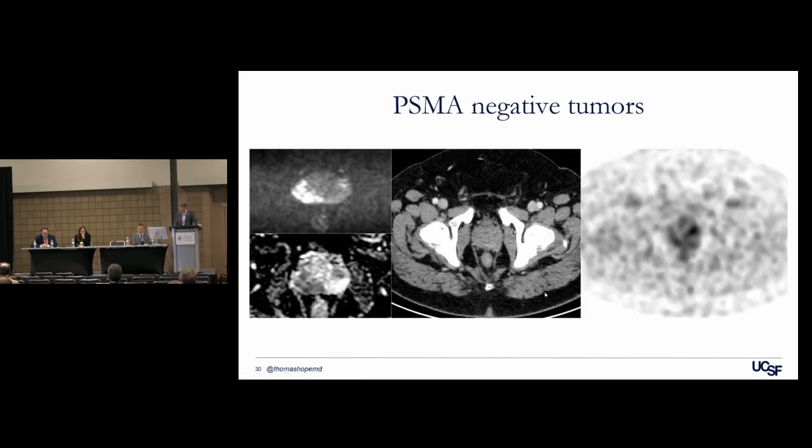Now, as I said, there's PSMA negative tumors. So here's a patient, this is a high B-value DWI image. ADC is dark, restricting on diffusion. Here's a CT scan, not that useful. PSMA PET, you actually see uptake maybe on the other side of the prostate, but really it's frankly negative, so no evidence of activity in the prostate.